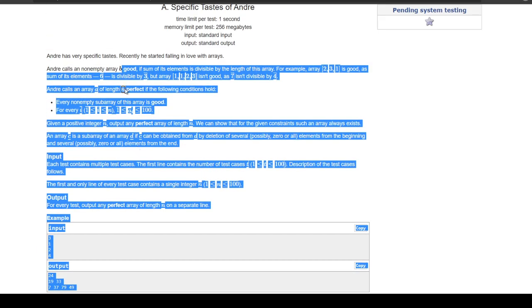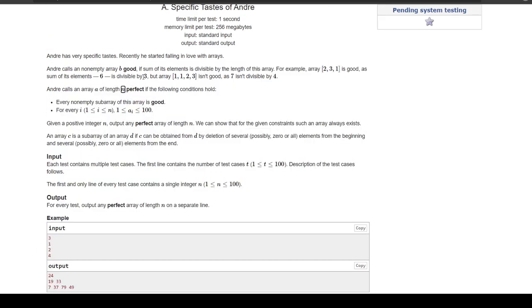So basically in this question, we are given an array and it is good if the array elements are divisible by the length of the array, like the sum of the array elements. So we are given an n and we need to output any perfect array of length n. A perfect array is one where every non-empty subarray of this array is good.